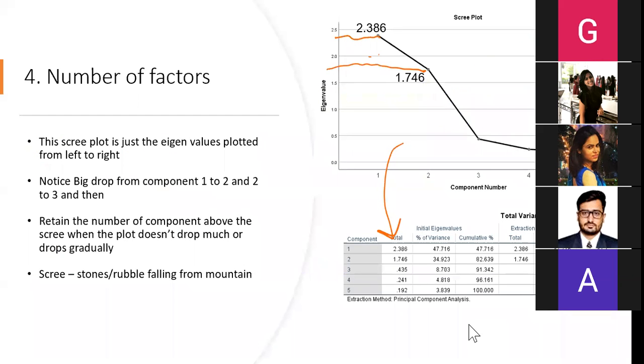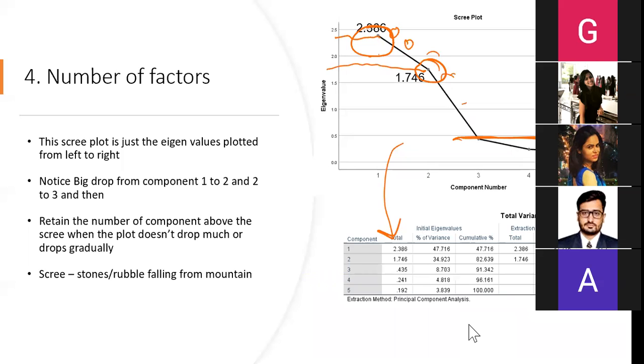And then how to read this? It's just like throwing stones from a mountain. Okay, you are throwing stones from a mountain and you see a bend. Here there is a good slope, but where the slope becomes very small, you get this flat line kind of thing. Before that, wherever the bend is, that many factors you are going to count.